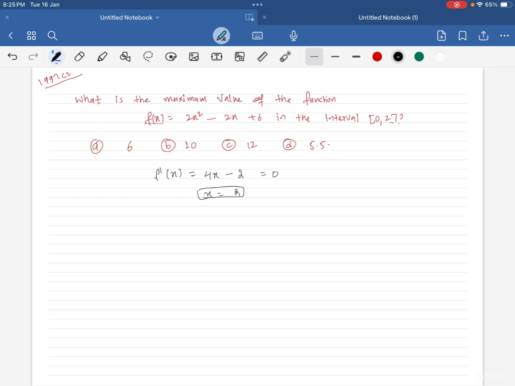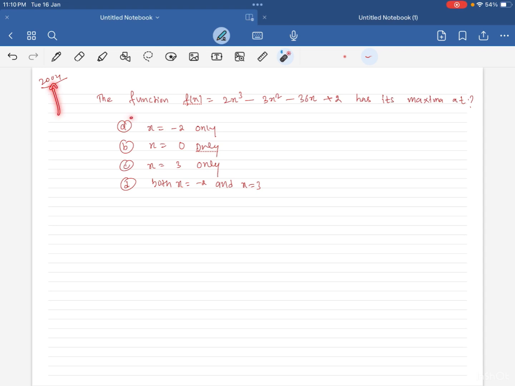So what are the points to check? That is in the domain, so check the end points and the stationary point, so these points need to be checked. So we will find f(0), that will be 6, and f(2), that will be 8 minus 4 plus 6, right? So that will be 10, right? So what is the maximum value? The maximum value would be 10 at point 2.